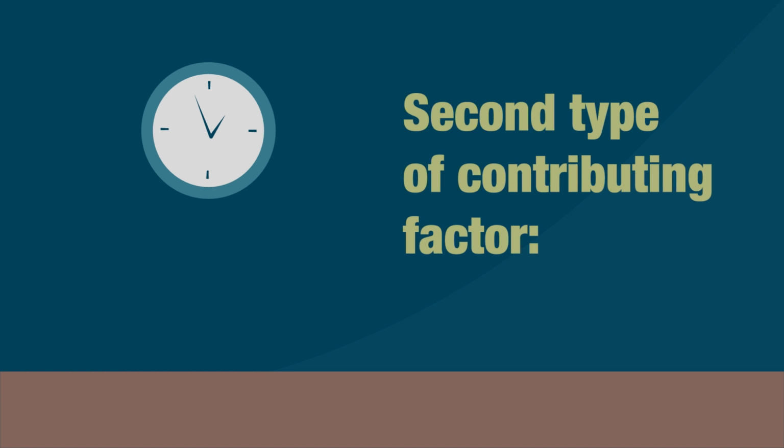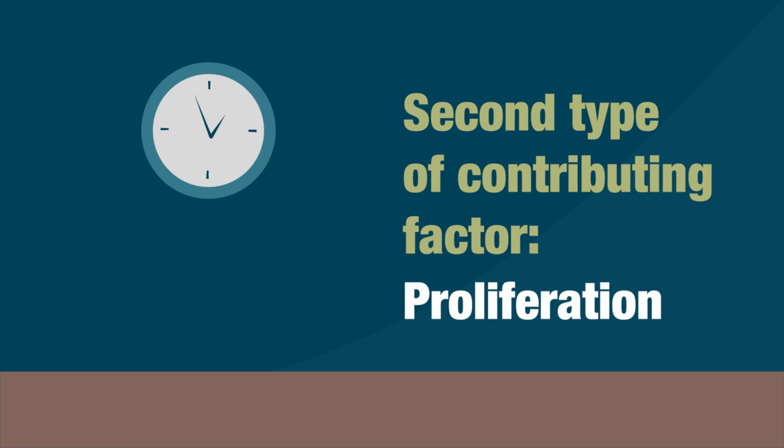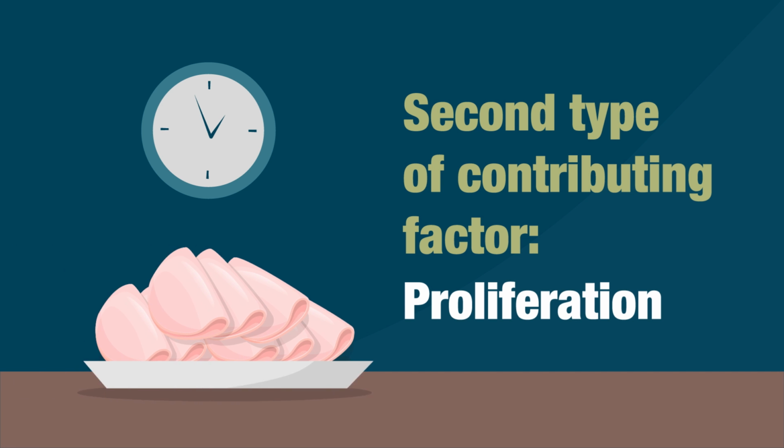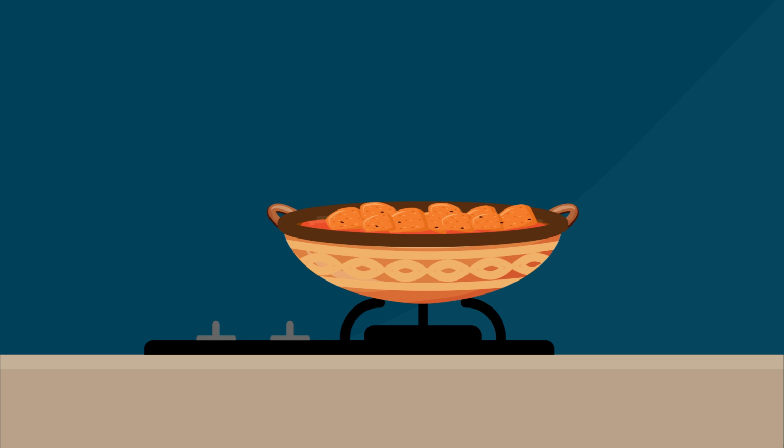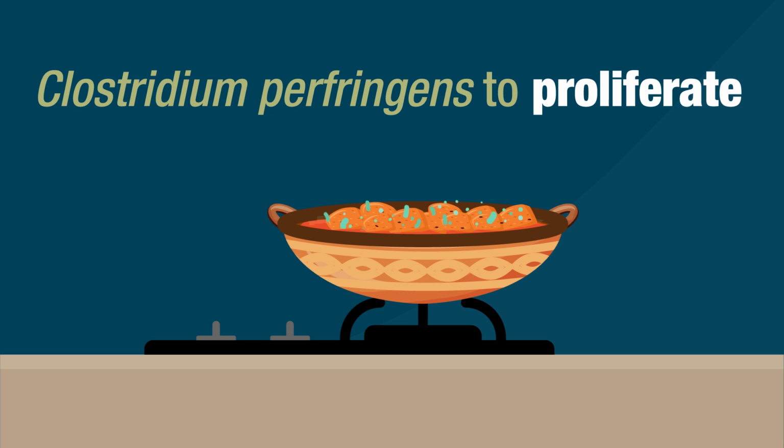Let's look at the second major category of contributing factors, proliferation. Proliferation is when pathogens are growing in the food. Food that is held, cooled, reheated, or prepared at the wrong temperatures for a long time can allow harmful bacteria to grow. For example, a stock pot of chili is improperly cooled and held in the temperature danger zone for hours, allowing Clostridium perfringens to proliferate.